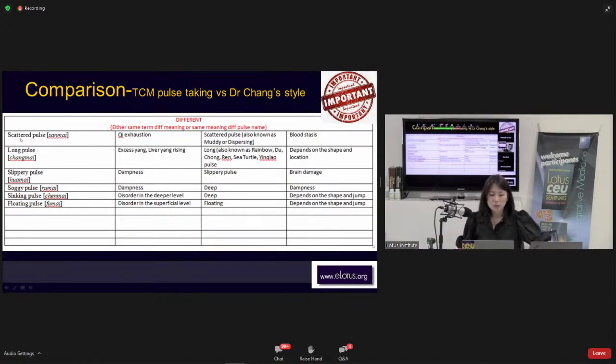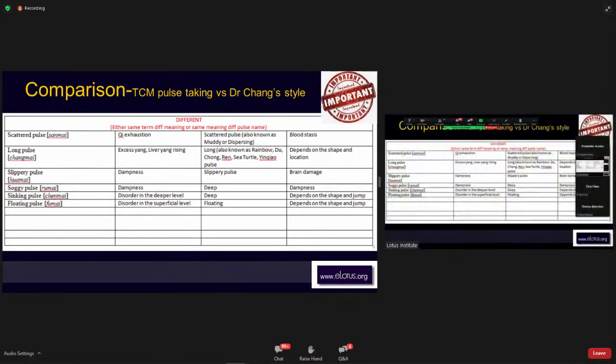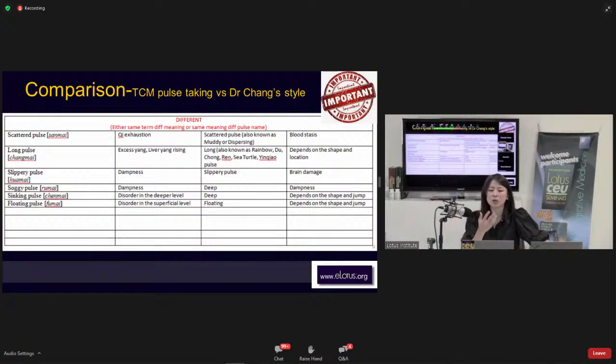Okay, so in traditional TCM, we have scatter pulse, which means qi exhaustion. But scatter pulse, the exact same terminology, means something different in Jimmy's pulse energy. It means blood stasis. So if you're in his WhatsApp chat room, or you're talking to the pulse energy group of people about pulses, if you're talking about scatter, we all mean that you're talking about blood stasis. We know you're not talking about qi exhaustion.